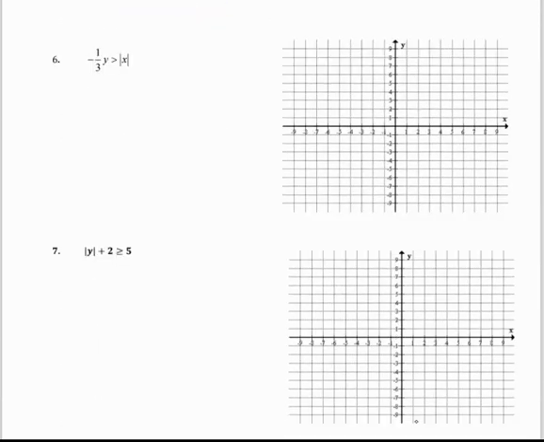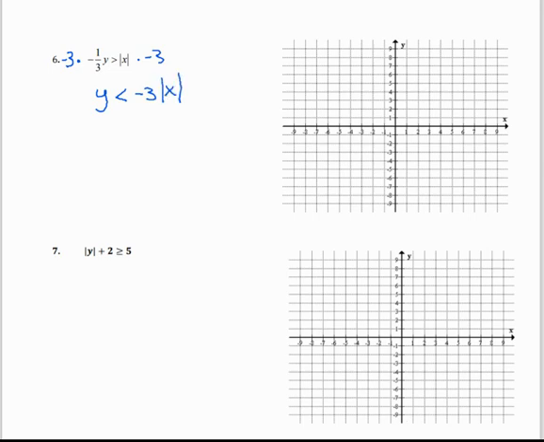Let's do 6 and 7. So number 6, don't get confused with this one either. Just make sure to get y alone. To get y alone, we need to multiply by negative 3, the reciprocal, right? So this now gives me y is less than. I multiplied by a negative, so I must flip the symbol. Y is less than negative 3 times the absolute value of x.